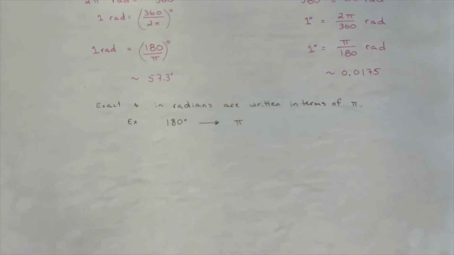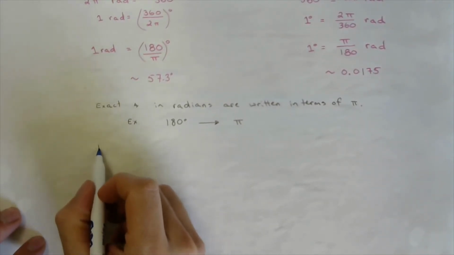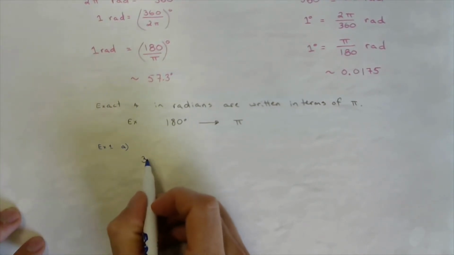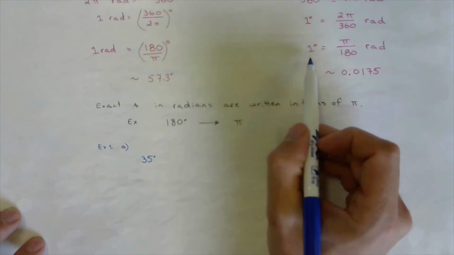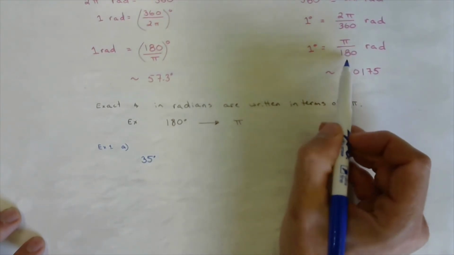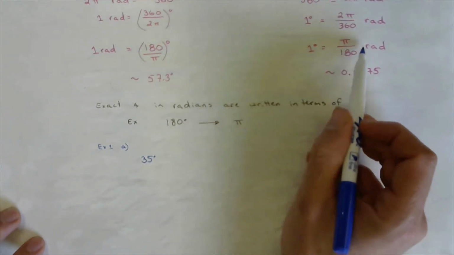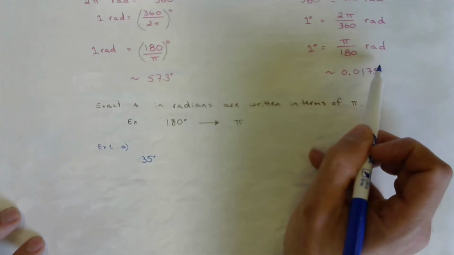Example 1, you have converting degree measure 35 degrees into radians. So all you're going to do is take example 1a, 35 degrees, and find out what that is in radians. Well, 1 degree is pi over 180 radians. So if we want 35 degrees, we just need to multiply this side by 35, okay?